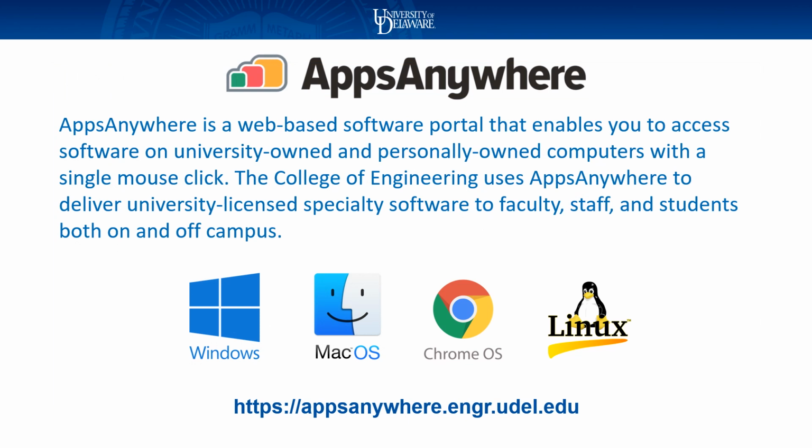So now let's talk about how you'll access the applications you'll need to do your coursework. The College of Engineering uses a platform called AppsAnywhere. It's a web-based software portal similar to an app store that enables you to access software on university-owned and personally owned computers with a single mouse click. The college uses AppsAnywhere to deliver university-licensed specialty software to faculty, staff, and students both on and off campus. It's available on all platforms, Windows 10, Mac OS, Chrome OS, and Linux, and the URLs are below.